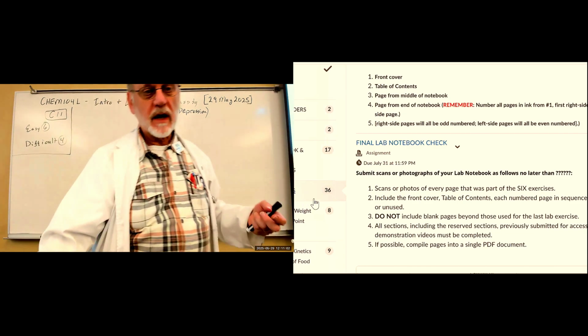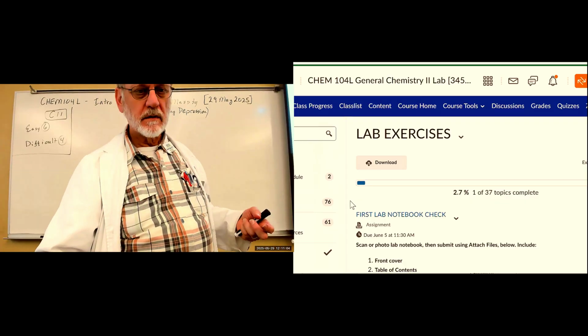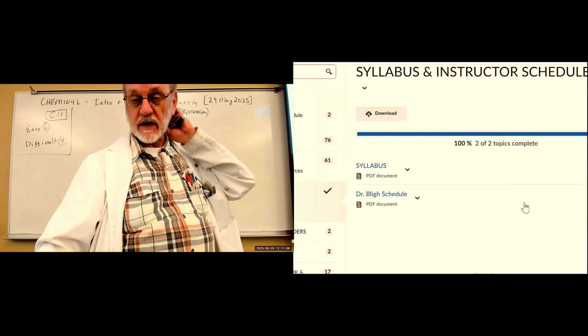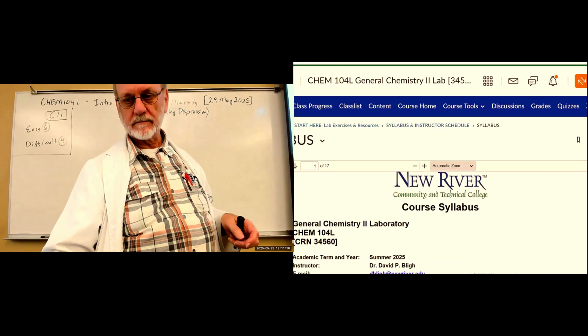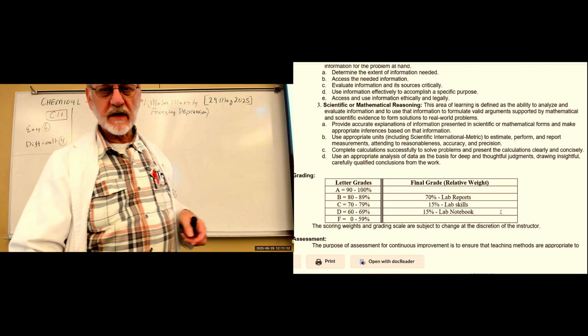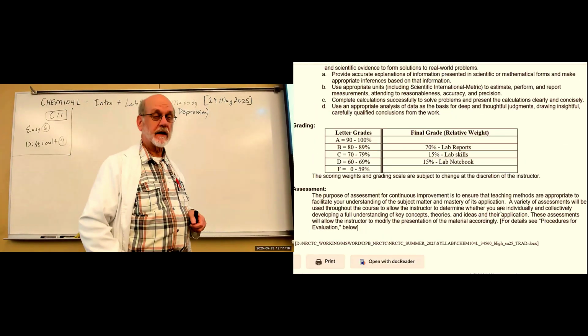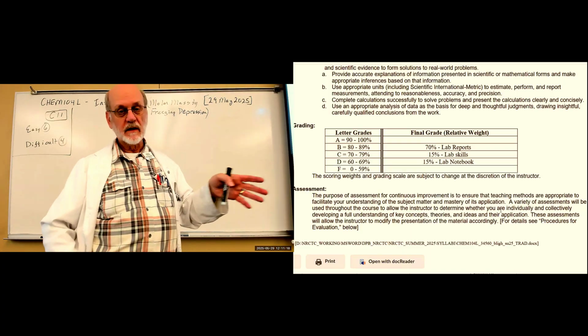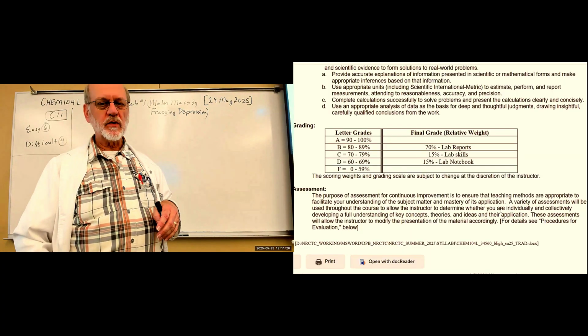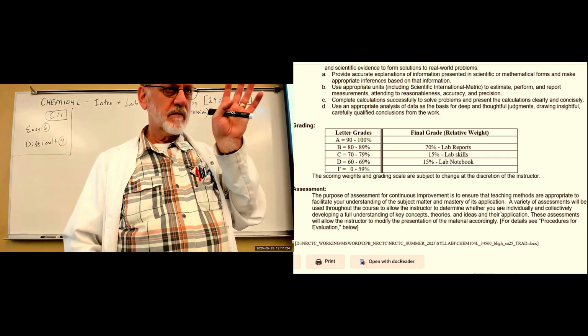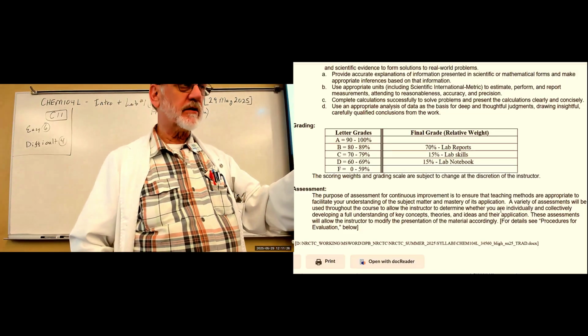It's just a combination of, let's go back to the syllabus. Get the grading scheme again. Grading scheme, what did I say? 70% for lab reports. That includes both formal and informal. Lab notebooks, I'll do the first lab notebook check. I just look for those basic inputs.